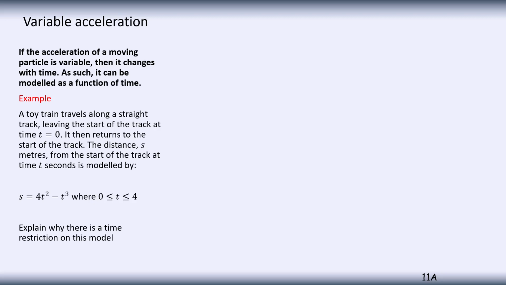Well, this train is leaving a point and then traveling along a straight track. So this means that s, the distance traveled, is going to be either 0 or greater than 0. So that means s is going to be greater than or equal to 0, because it starts from a point, travels, and then it returns back to that point, on a straight track. So if s is greater than or equal to 0, then our formula 4t squared minus t cubed is also greater than or equal to 0.